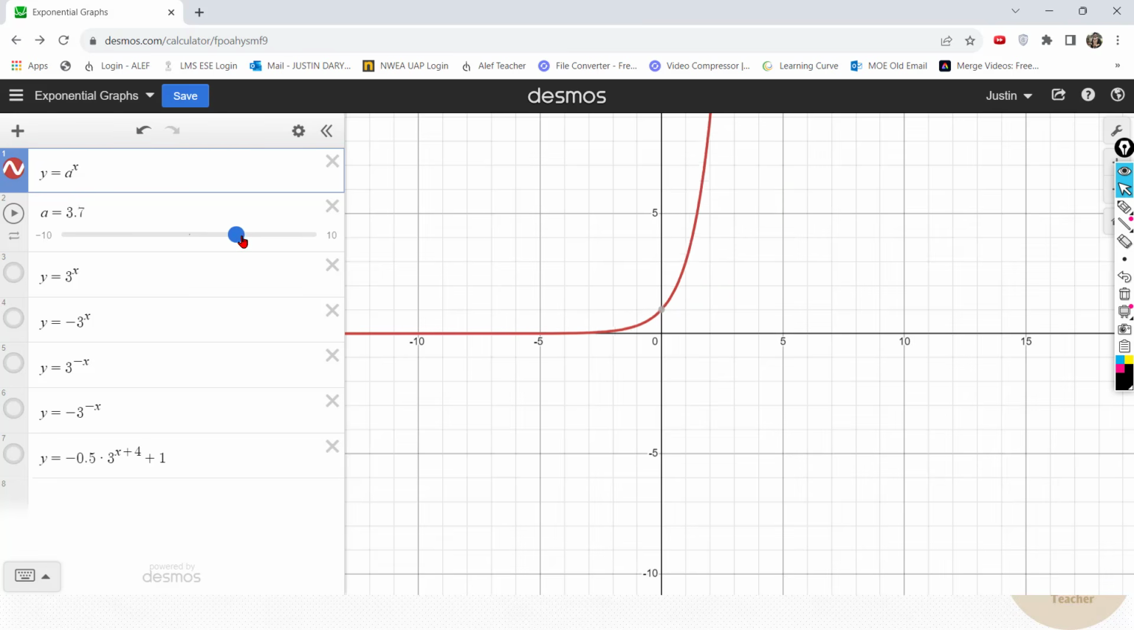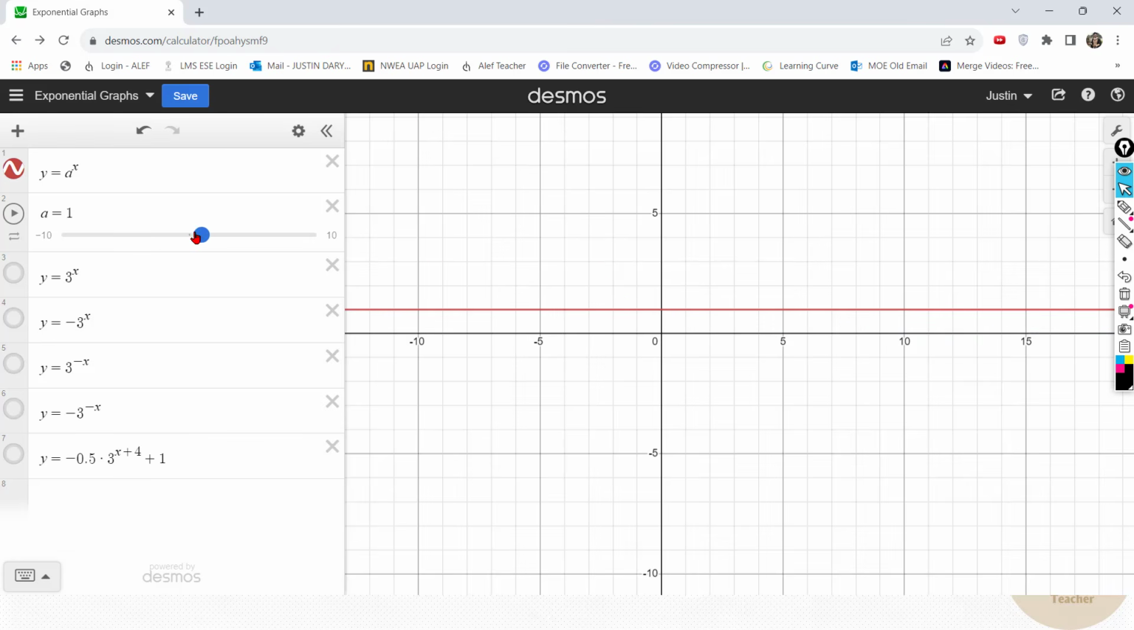You can see all positive numbers, it's growth. Whereas let's see the decay over here, from greater than 0 and less than 1, it's decay. You can see it's going downwards. Now what about 1? 1 means it's just a flat line because anything to the power 1 is 1. As you increase, it'll be over here. But that's not what we want.